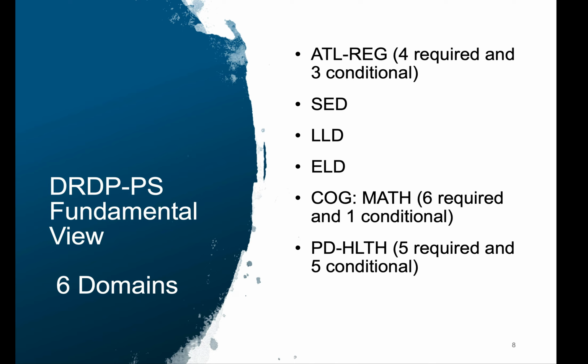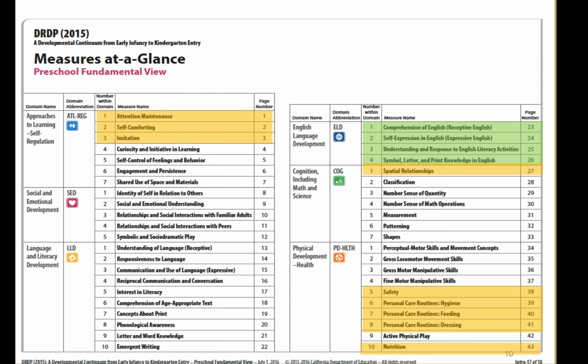Similar to your preschool comprehensive view, in the fundamental view there are additional measures in the ATL Reg domain, the cognition domain, and in the PD health domain. You will notice in the fundamental view that there are more conditional measures in the PD health domain in comparison to the comprehensive view. The fundamental view of the assessment only exists for preschool. There is no fundamental view for the infant toddler age group.